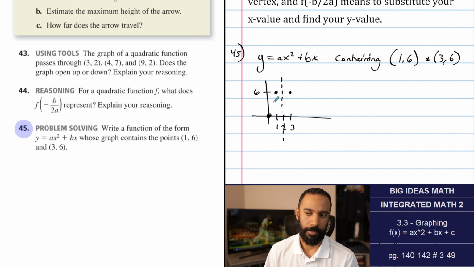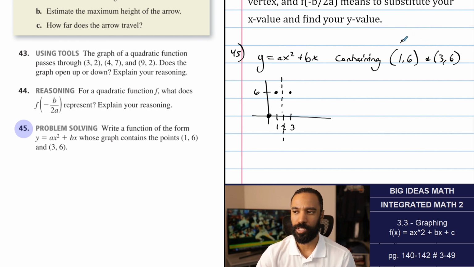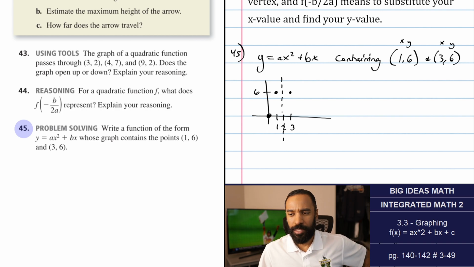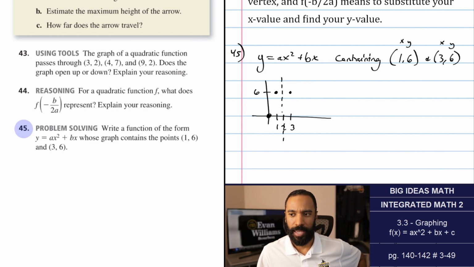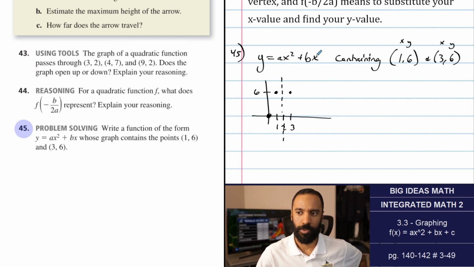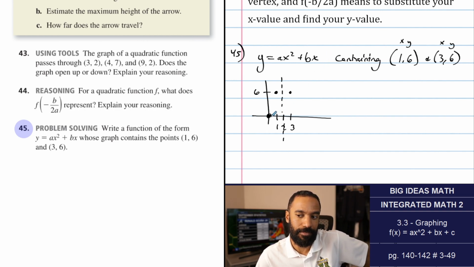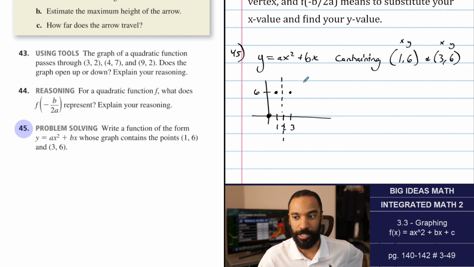I'm trying to think if the (0, 0) matters. But (1, 6) and (3, 6) do matter in this case. Because we've got a y-intercept of 0, the fact that it doesn't have a plus c means you don't need to know it hits (0, 0). We just need to know that we have a c of 0 and we're good.